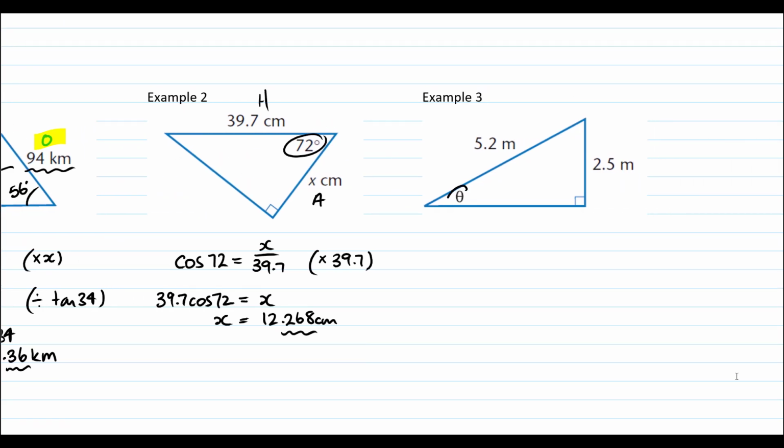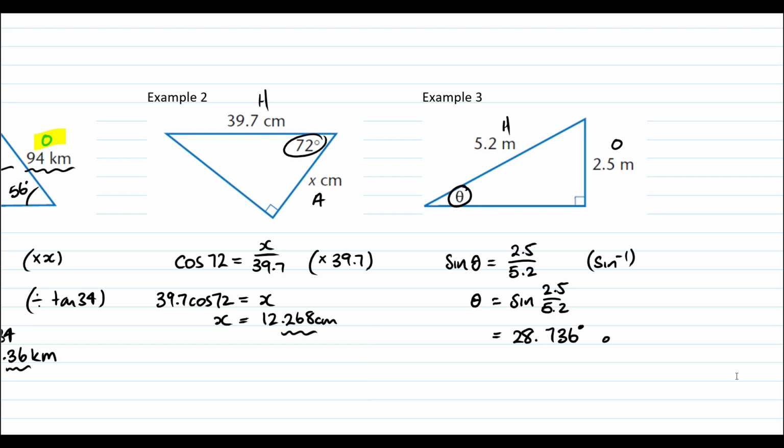Example 3, finally, I have the angle, I have the opposite side, and I have the hypotenuse. I don't know the adjacent side, and I don't want to know the adjacent side. So in this case, this is a sine ratio. Sine theta is equal to 2.5, which is opposite, over 5.2, which is the hypotenuse. Now how do we deal with the sine theta? This is like any normal equation. We want to unwrap the unknown value, which in this case is theta. So I do sine inverse of both sides. Sine inverse is the opposite to sine, and will remove the sine, giving me theta is equal to sine inverse of 2.5 over 5.2, which when I calculate this will come out as 28.736 degrees, or this can be written as 28 degrees, 44 minutes and 8 seconds if that's the way it's asked for.